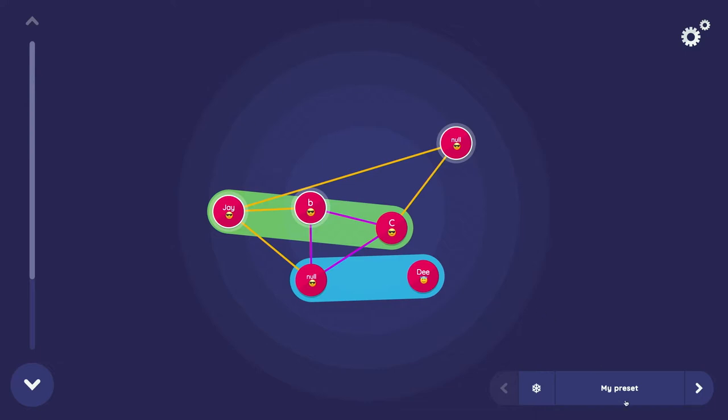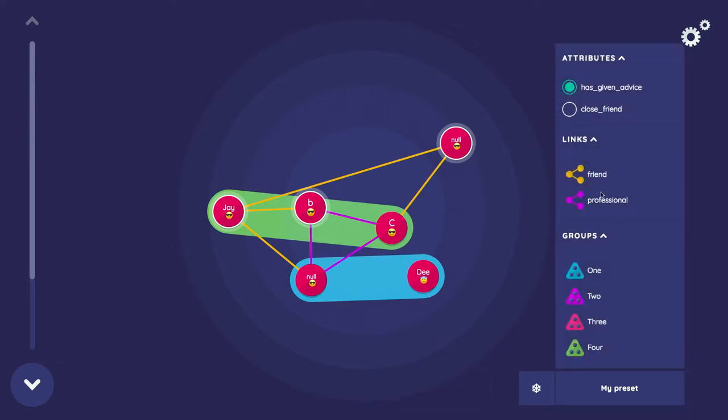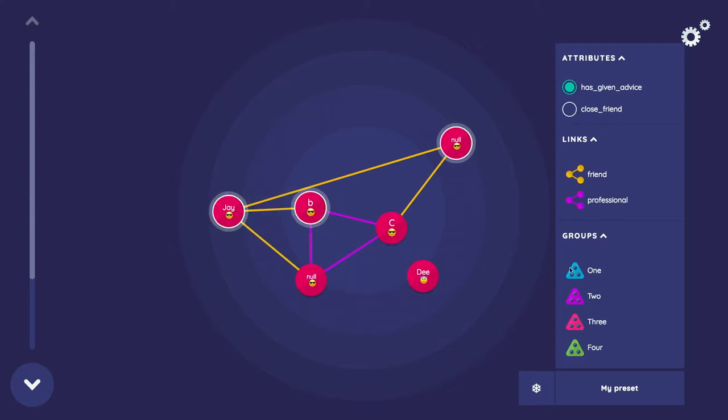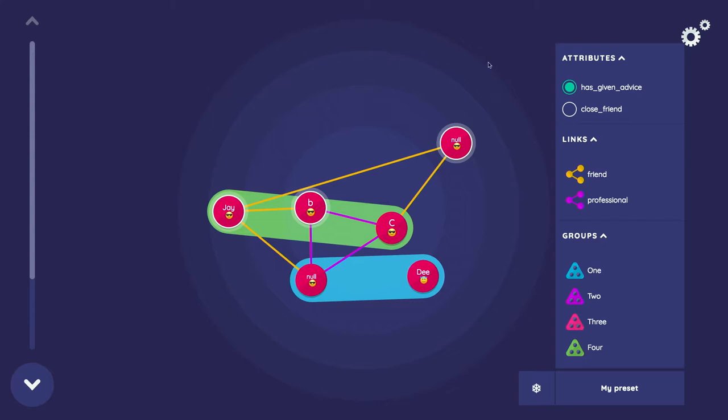So for example, this is showing certain kinds of ties. People were indicated if they gave advice, and so you have three nodes highlighted here. If I had answered it, oh, I did indicate Jay is a close friend. So you can create certain presets and make sure that they are visible.